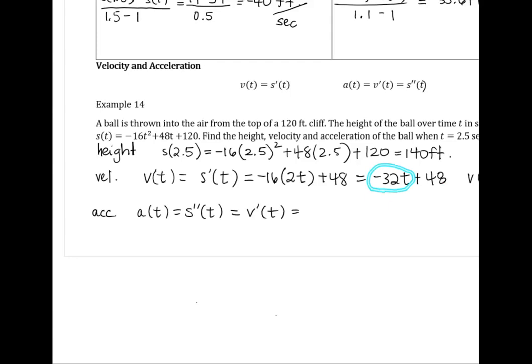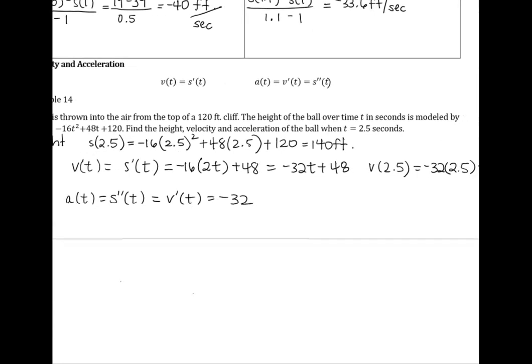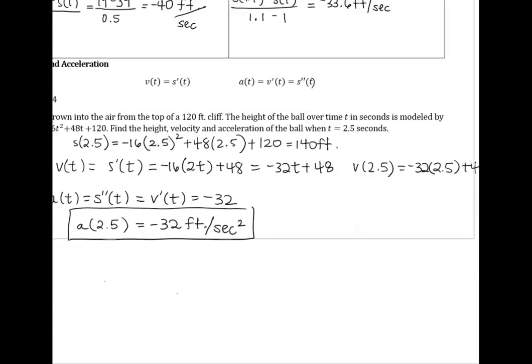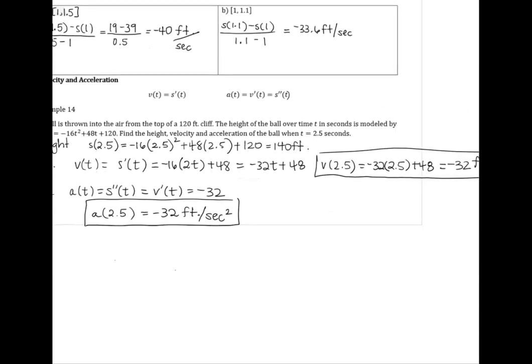Taking the derivative term by term, starting with the negative 32t, the derivative of the first term is negative 32, because the derivative of t is simply 1. And then for the second term, the derivative of 48 is 0. And so this is our acceleration function, simply a negative 32. If we were to evaluate that at 2.5 seconds, there's nothing to plug in, and we are simply left with negative 32. This unit is feet per second squared. So we have calculated our acceleration, we have calculated our velocity, and we have calculated our height, all at 2.5 seconds.